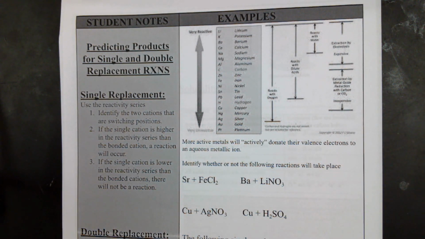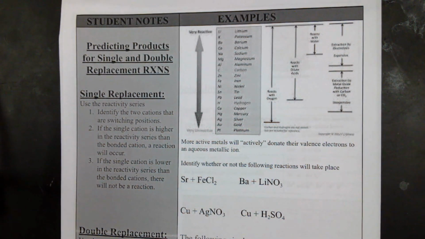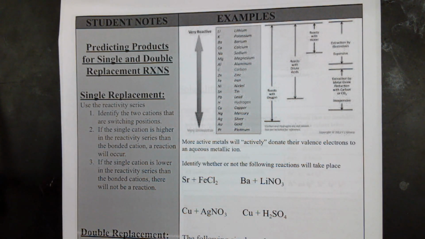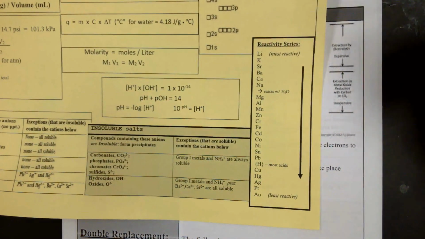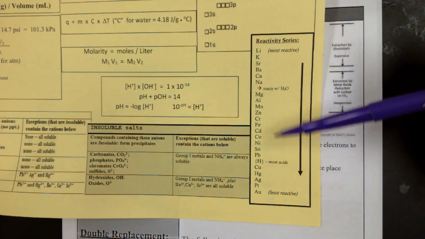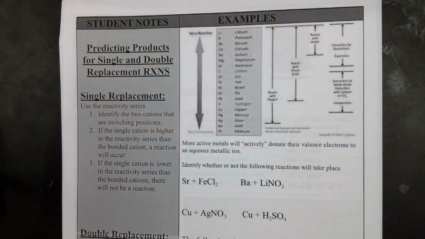All right. Hi, everybody. So today I'm going to be talking about predicting products for single replacement reactions. And something that we are going to be focusing on is the reactivity, also known as the activity series. So you'll need to reference this thing, which is on the back of your periodic table.